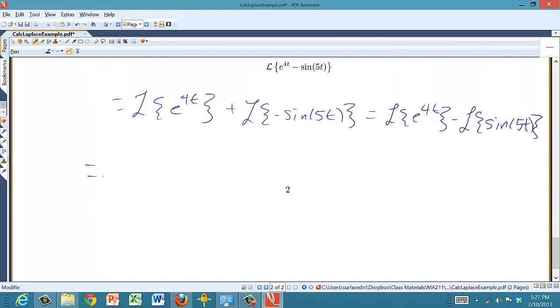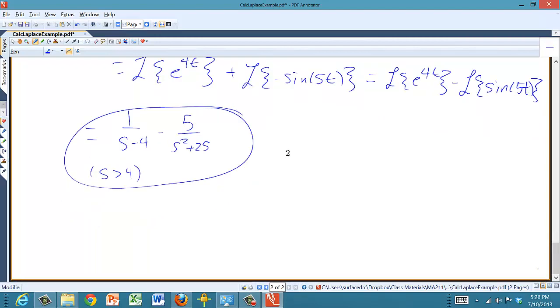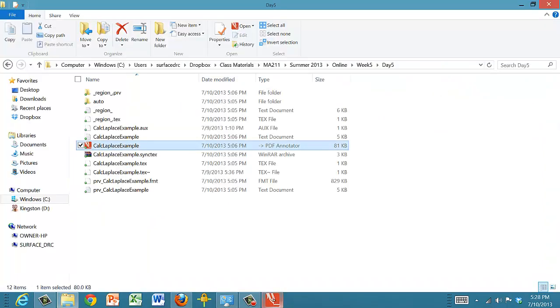And those Laplace transforms are also sitting on the table. This is 1 over s minus 4. And in order for that to be defined, s has to be bigger than 4. Minus the Laplace transform of sine 5t is 5 over s squared plus 25. And that's it. So this is our Laplace transform. And again, you should really be saying for what values of s this Laplace transform is defined. And that's it.